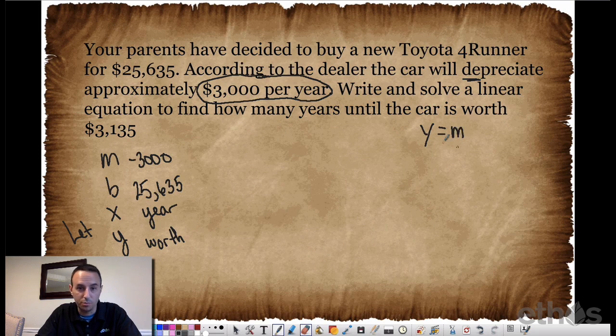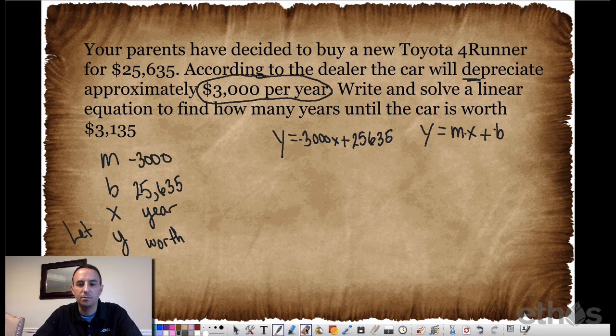If I know my slope is 3,000, and I know the unit for my x, because the slope is per year times year, that's really what this multiplication is. And then our starting point is that b. Okay, so let's plug in what I have. I know that y is equal to 3,000 times the amount of years plus how much I paid for the item.